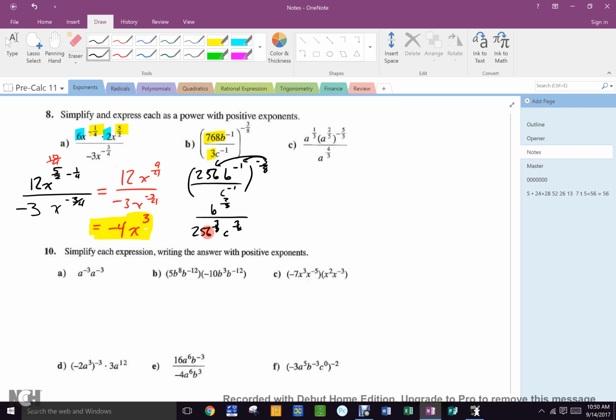How do you check that? Who knows how to use their calculator and check big roots? You do, Max, because you were in my grade 10 honors class. Who else? Does 256 have an 8th root? What is it? 2. And then that 8th root is cubed. What is 2 cubed? 8. So the answer is b to the 3/8 over 8c to the 3/8. Everybody good?